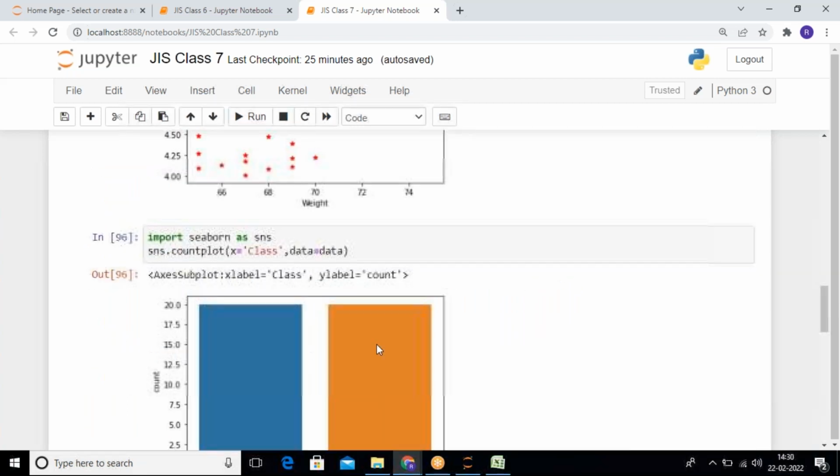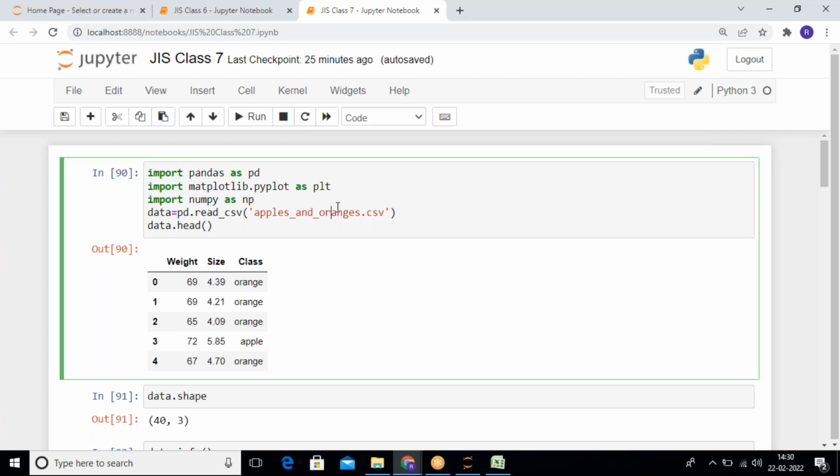So more or less we have done a lot of algorithms, isn't it? I'm sending this JS class 7. I've already sent the data set, isn't it? Tomorrow we will start our project.